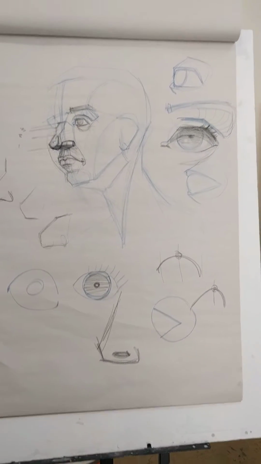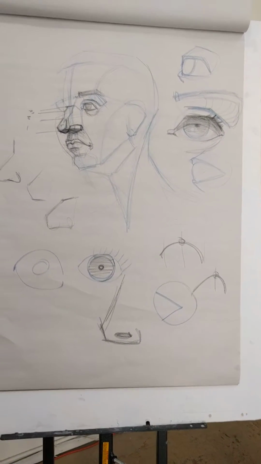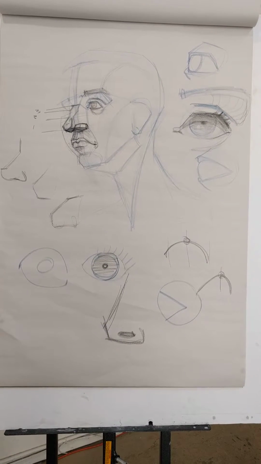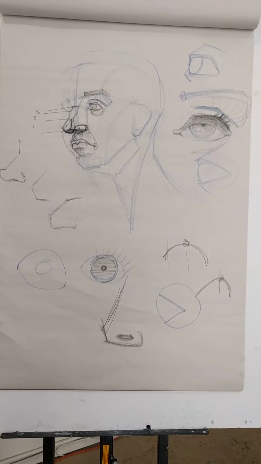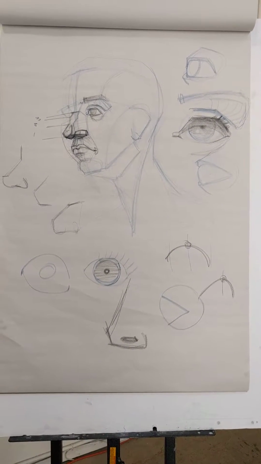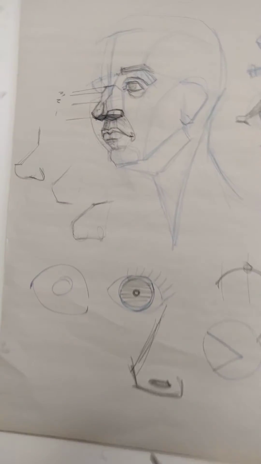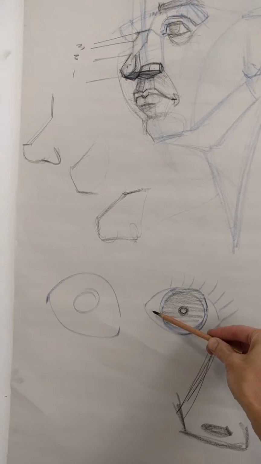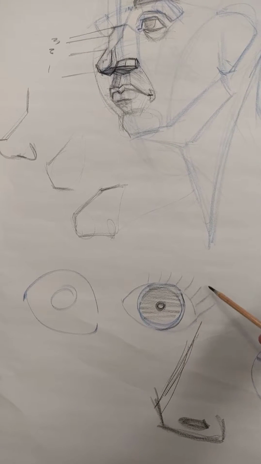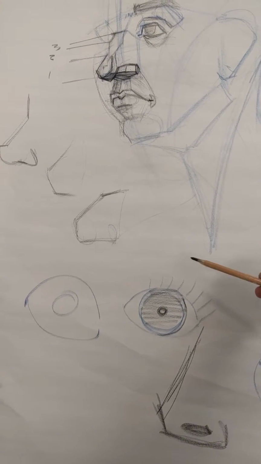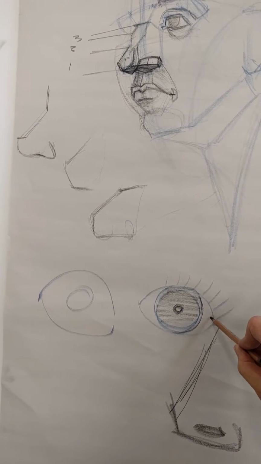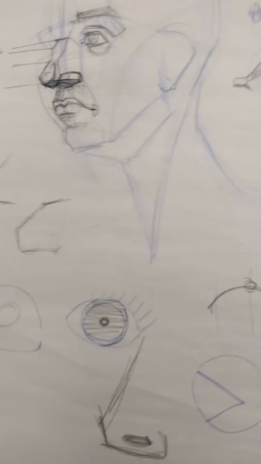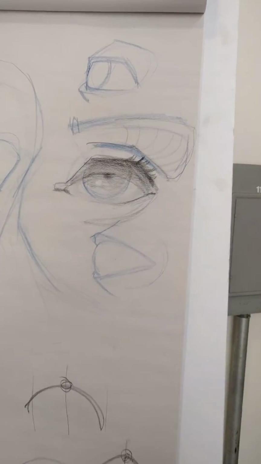So our goal when we draw features, last night's lesson was all about features, eyes, noses, mouths, ears. Our goal is to get away from these symbolic versions, the symbolic kind of almond shape with individual lashes. That's what's imprinted in our heads, and that's what we get away from. So when you draw eyes, here's what I want you to think about.